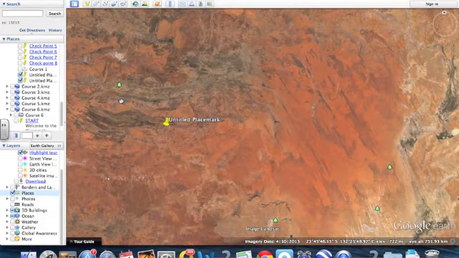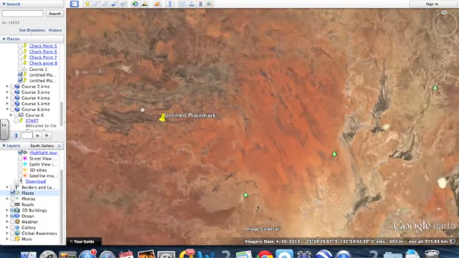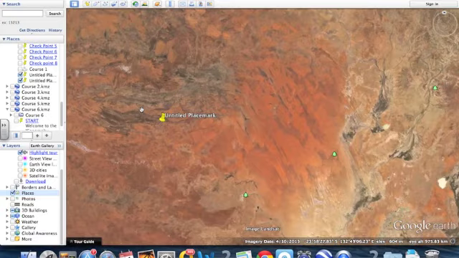Now, the range is called the McDonald Range. Okay, and it's quite long. It's not very high, but it's certainly significant when you compare it to our biggest mountain range known as the Great Dividing Range, so McDonald Ranges, which is sort of in this area here.